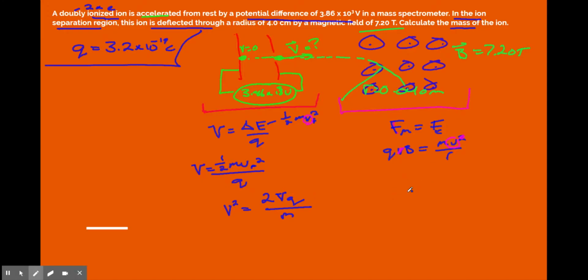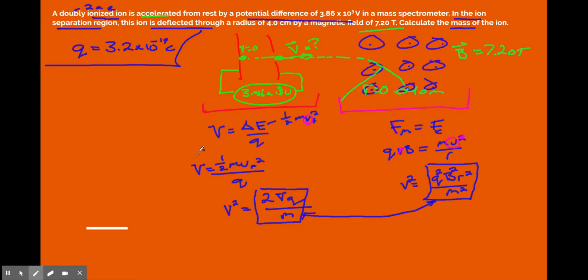Over here, I can write a formula for speed that says speed is equal to q times B times r over m. And to make my life a little easier, I'm going to square everything in here. So v squared is q squared, B squared, r squared over m squared. Why did I do that? Because now I can take this equation for v squared and this equation for v squared, and I can equate them. I can put those two things together and say this formula here is equal to this formula here.